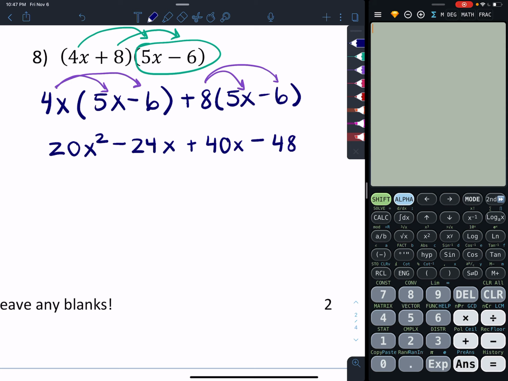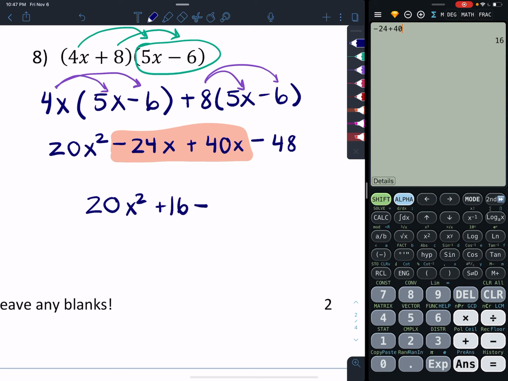So now we can group our like terms. We have these two terms that have x's that we can group. So I'm going to put this in. Negative 24 plus 40, that gives us 16. So we're going to have 20x squared plus 16x minus 48. So be careful.